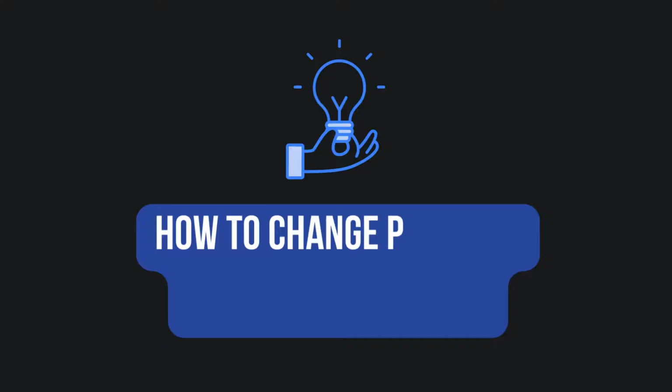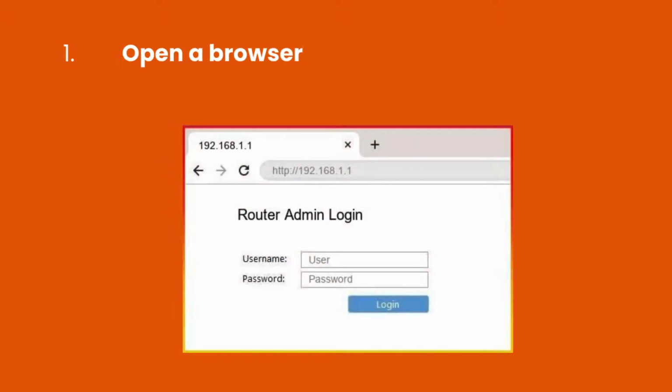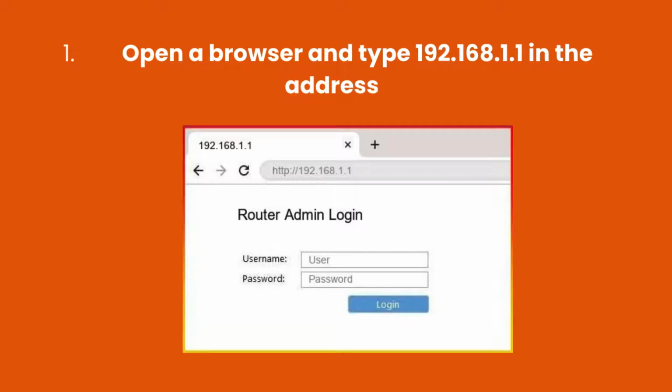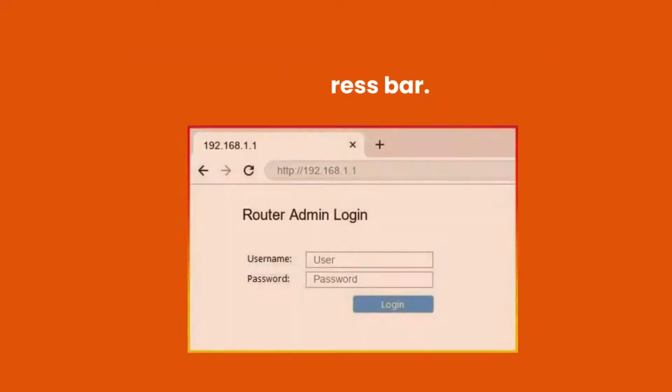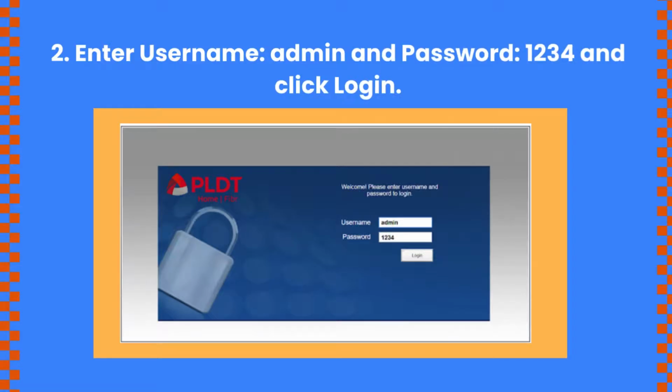How to change PLDT Wi-Fi password and SSID. 1. Open a browser and type 192.168.1.1 in the address bar. 2. Enter username admin and password 1234 and click Login.